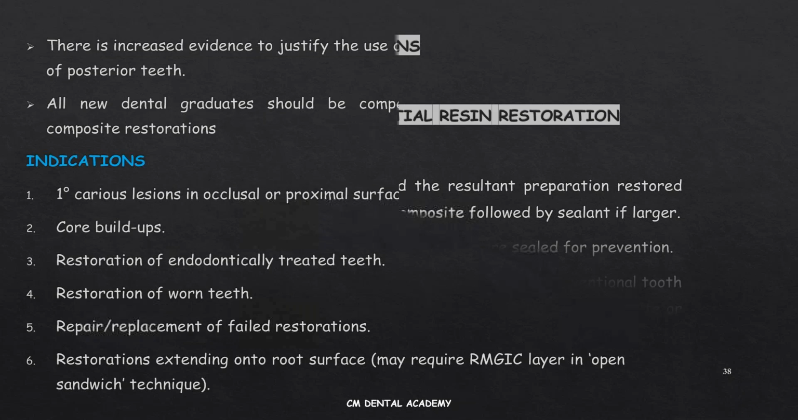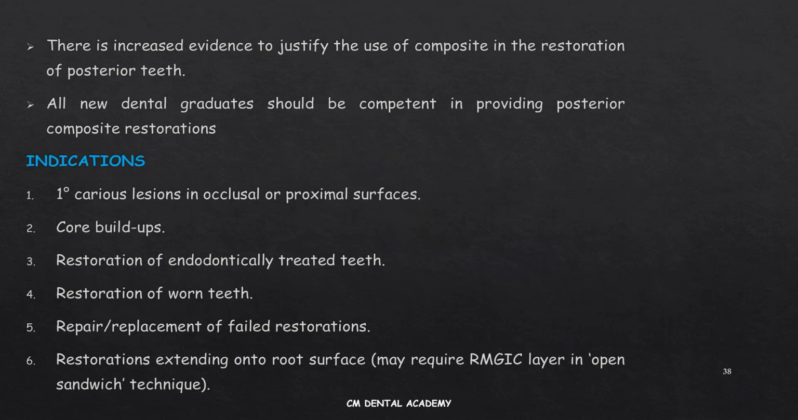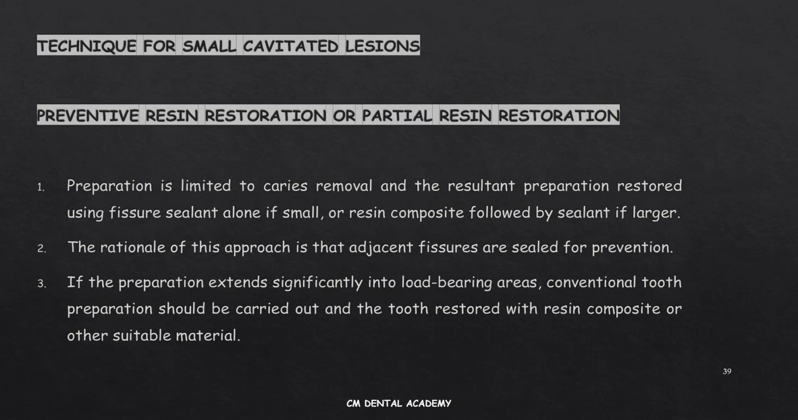So once we all are aware about what the indications are, the manipulation involves: success depends on effective isolation, preferably with the rubber dam. Outline form is determined by the extent of the caries and the undercuts that are not necessary for retention.